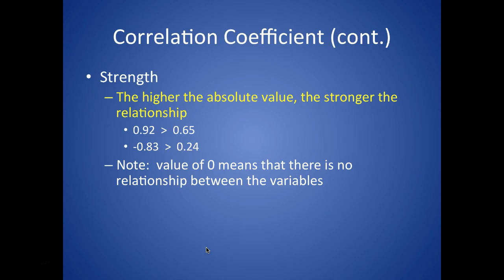So the higher the absolute value, as I mentioned before, the stronger the relationship. 0.92 is greater than 0.65, but, and here's the catch, a minus 0.83 is a greater correlation than a 0.24. So when you're talking about the degree of relationship, you ignore the sign and just look at the absolute value. A 0 means there is no relationship between the variables. As one varies, the other does not vary with the first.